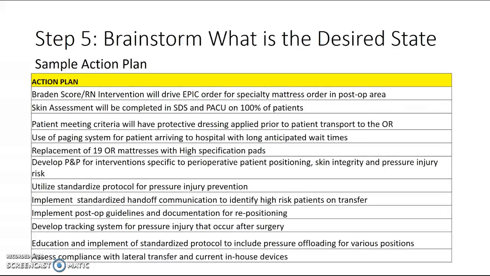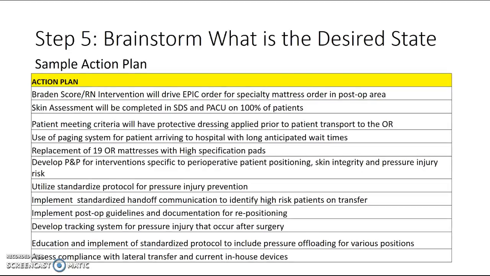The next step is to brainstorm to determine what you want your desired state to be. And what I like to do is get a group together and get Post-it notes and have everybody write their ideas on a single Post-it note and start putting it on a whiteboard and really analyzing it. And this was the action plan from the same facility, and it was very, very robust. It contained multiple actions and potential projects.